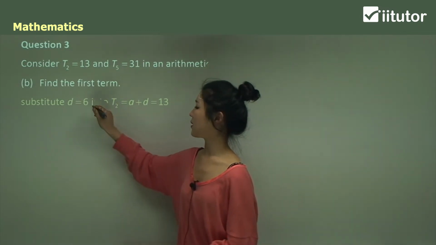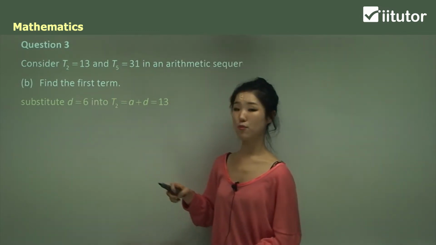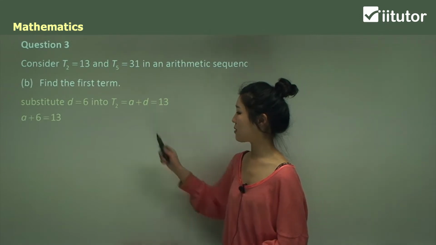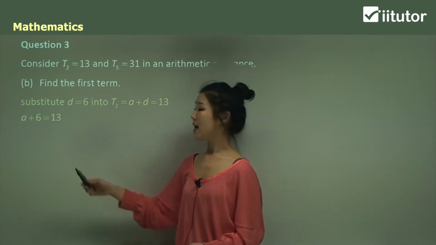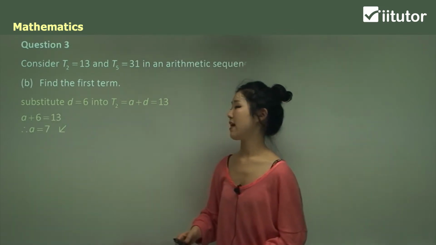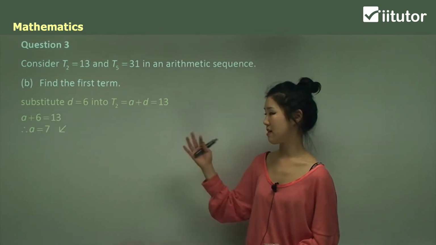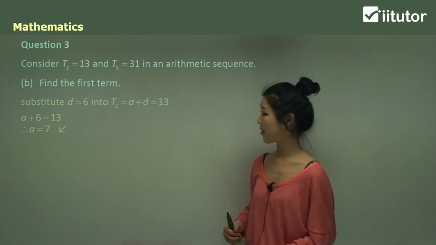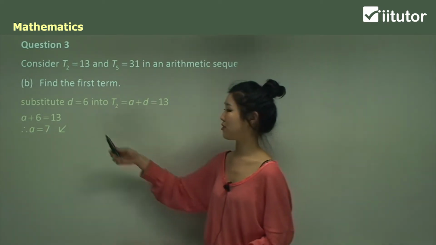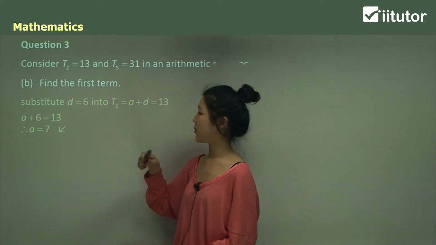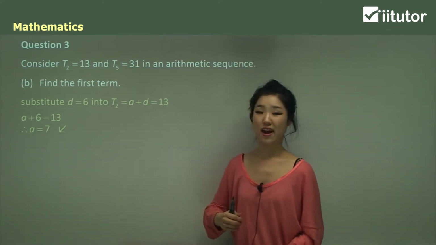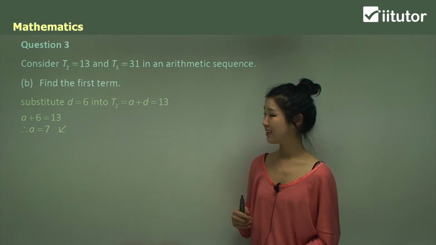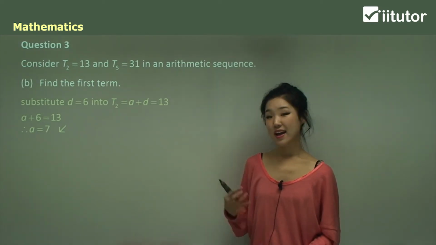I'm simply going to sub in D equals 6 into this formula like this. So it's going to be A plus 6 equals 13. Then move 6 over, so I have A equals 13 minus 6, which is 7, and that's the first term. That's it. All I did was substitute this back into one of those two equations we had in part A, and solve for A. I get 7. So now I've got A and D.